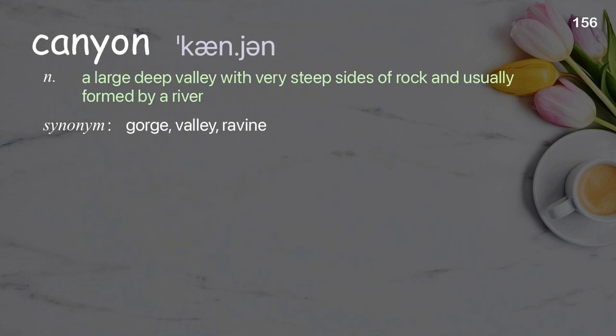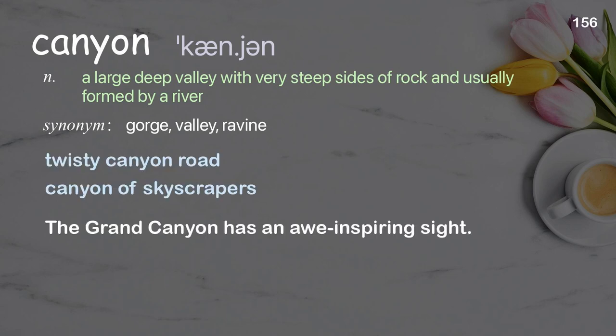Canyon. A large, deep valley with very steep sides of rock, usually formed by a river. Examples: twisty canyon road, canyon of skyscrapers. The Grand Canyon is an awe-inspiring sight.